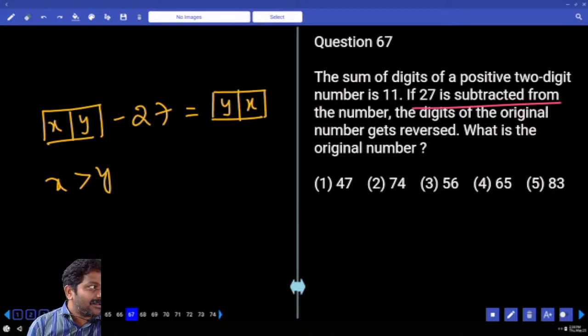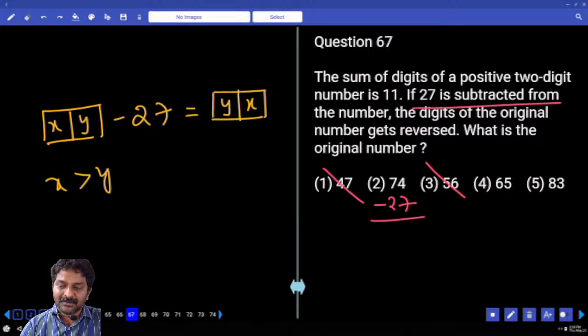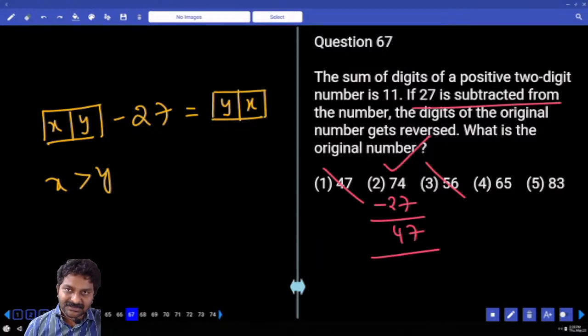అంతే కదా. టెన్స్ ప్లేస్లో ఉండే నెంబర్ యూనిట్స్ ప్లేస్ కంటే ఎక్కువ ఉండాలి. అగ్రీడ్? ఫస్ట్ ఆప్షన్ నో, థర్డ్ ఆప్షన్ నో, రిమైనింగ్ ఫాలోస్. కరెక్ట్? If you subtract 27 from this number, will you get number interchanged? 47, yes? Second final answer.